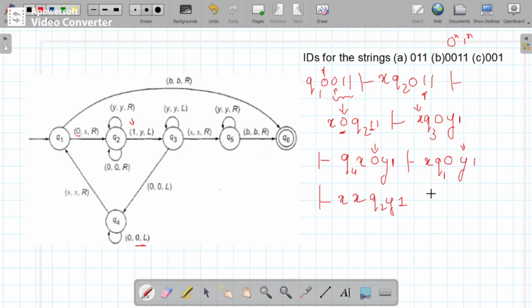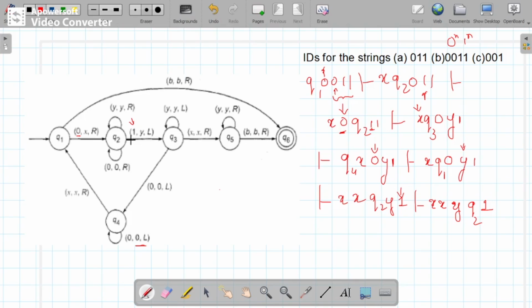Next, q2 on y. q2 on y goes to y by r, no change. So xx, y, r in the sense the next one, isn't it? So this is the next character to be processed. Before that, q2 on y goes to where? I said q2 on y goes to itself. So the next state should come here before the next character to be processed.